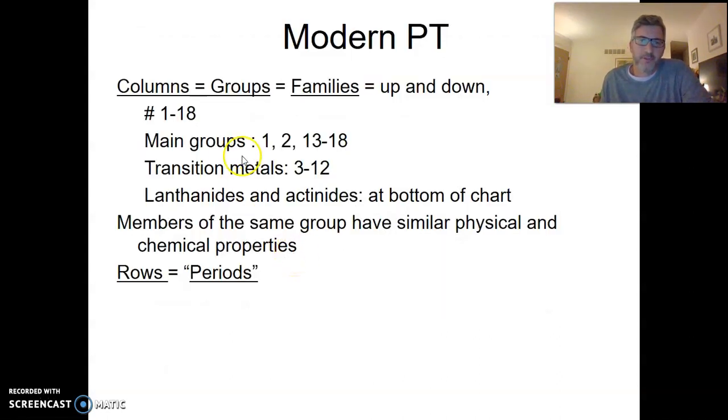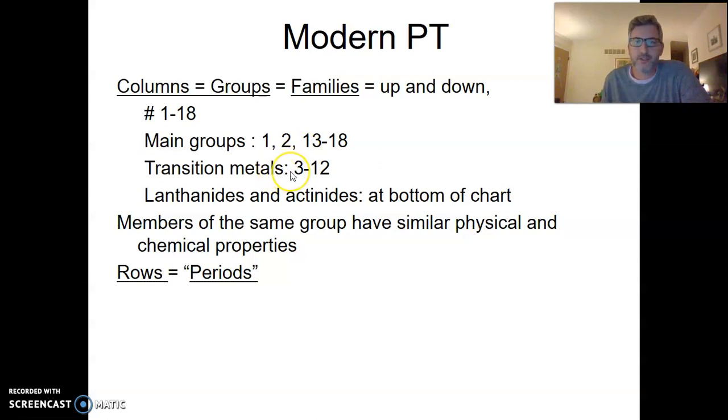All right, the modern periodic table, the groups or families are running vertically. So you have groups 1, 2, all the way up to 18 running vertically, and those are all elements with common or similar characteristics. We sometimes refer to the S and the P block, the groups 1 and 2, and then 13 through 18, they're called the main group or sometimes representative elements.